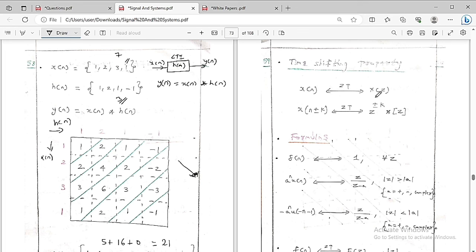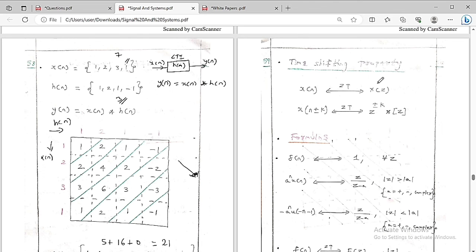This is for the bilateral z transform, or two-sided z transform. So if x of n has z transform X of z, then x of n plus or minus k has z transform z to the power of plus or minus k into X of z. In this case, they are given x of n minus k. So minus means what you are going to get? The z transform of x of n minus k is z to the power of minus k into X of z. That's it. This is the formula.